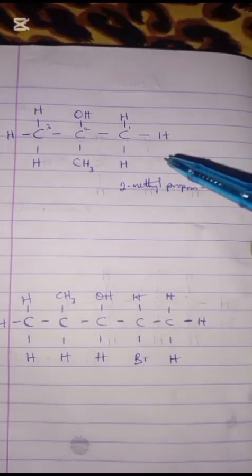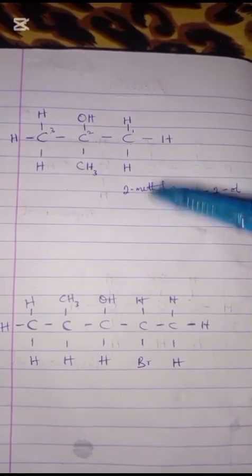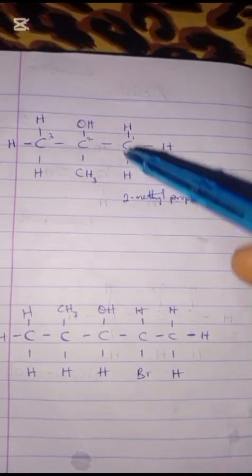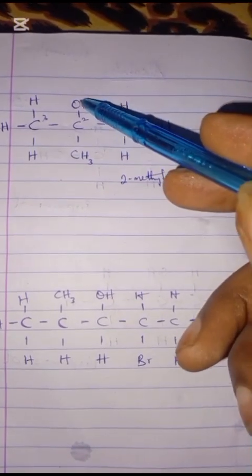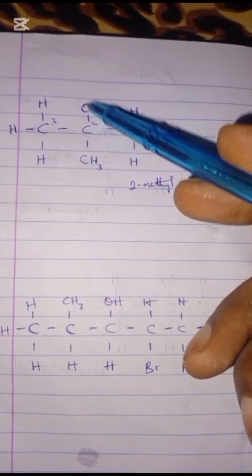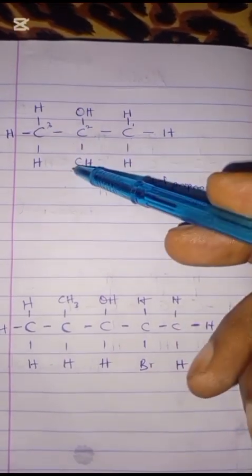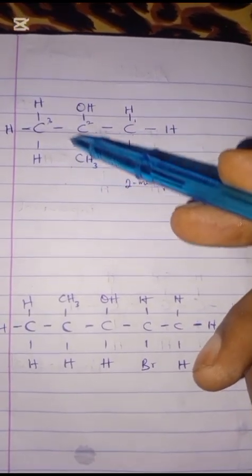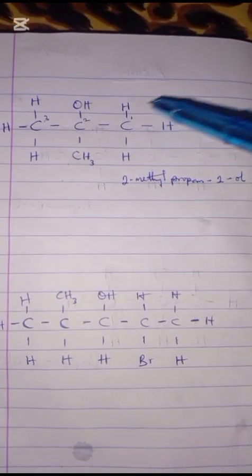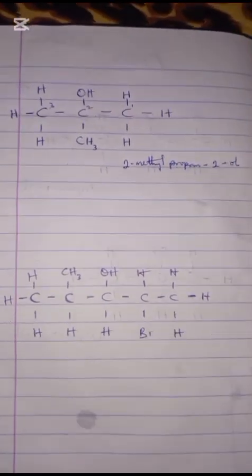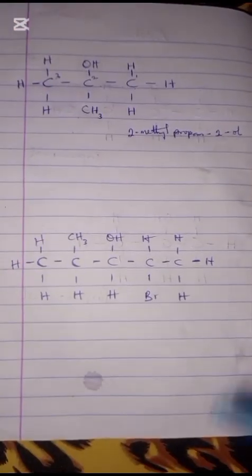Now, this 2-methylpropan-2-ol is a tertiary alcohol, because the carbon that is attached to this hydroxyl group is directly connected to 1, 2, 3 carbon atoms. On that note, you call it a tertiary alcohol. Are we together? Now, let's go to the next one.